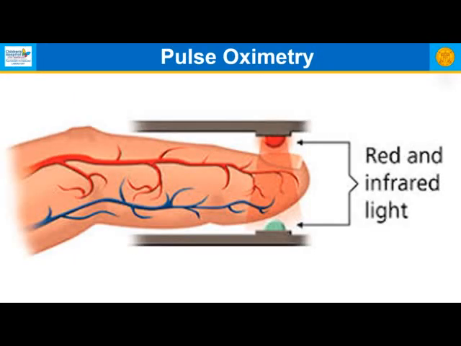Pulse oximetry is now most commonly used to measure oxygenation, and this is a clever technique I wish I had invented. So basically, one has a light source, and one shines a light through, for example, the finger, and then picks up the light that is not absorbed, that is, any light that is left over.